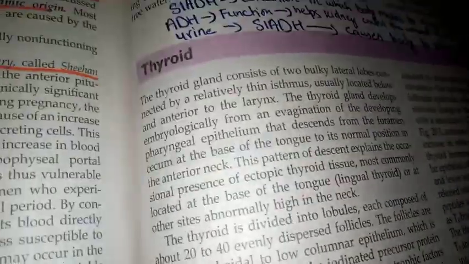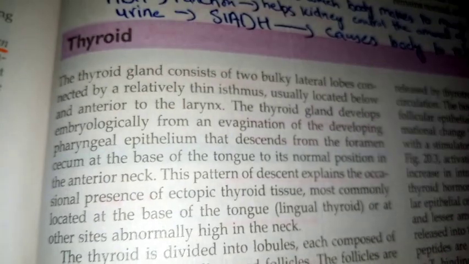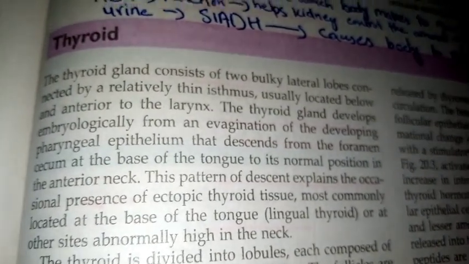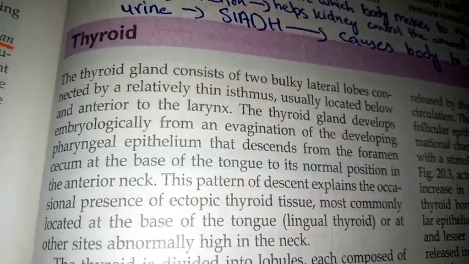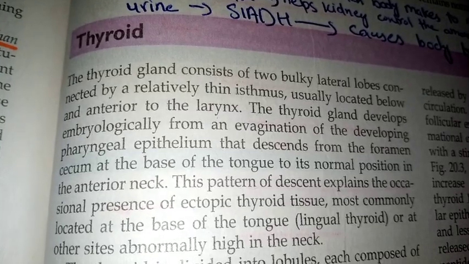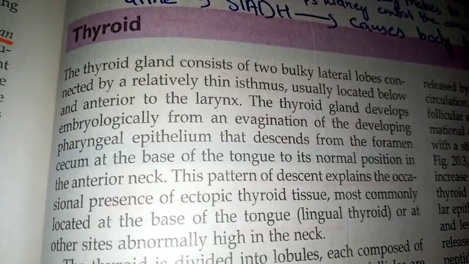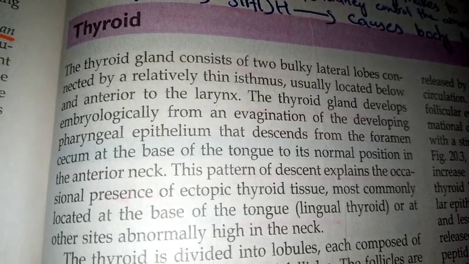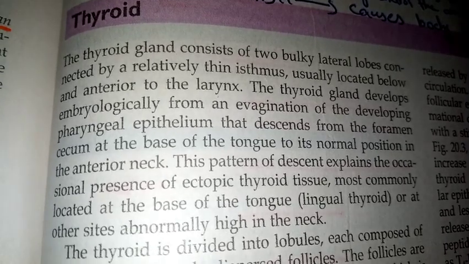Let's start the video. We will talk about the thyroid. What is the thyroid gland? The thyroid gland consists of two bulky lateral lobes. These two lateral lobes are connected by a relatively thin isthmus. The isthmus connects the two lateral lobes of the thyroid gland, usually located below and anterior to the larynx.